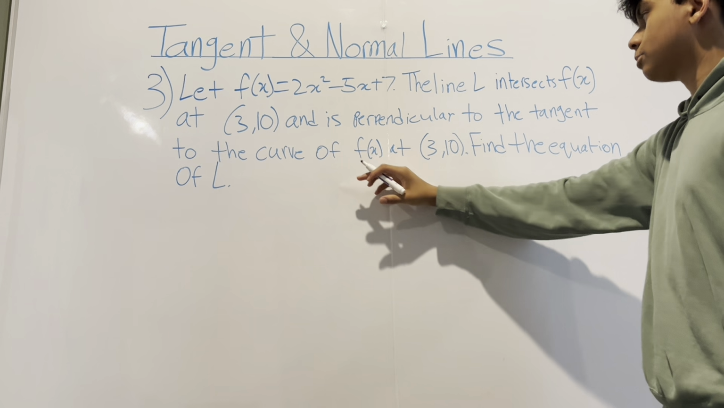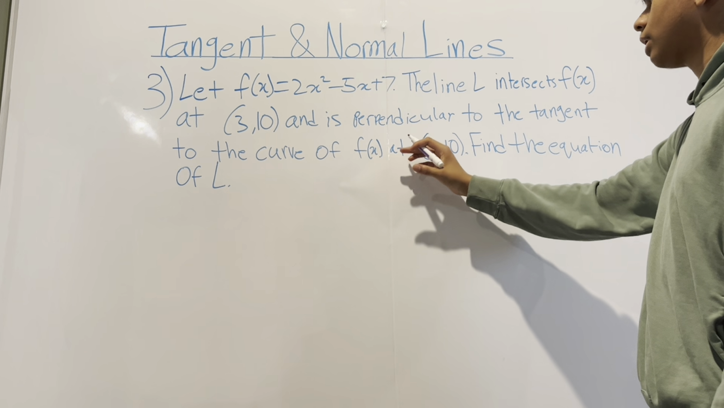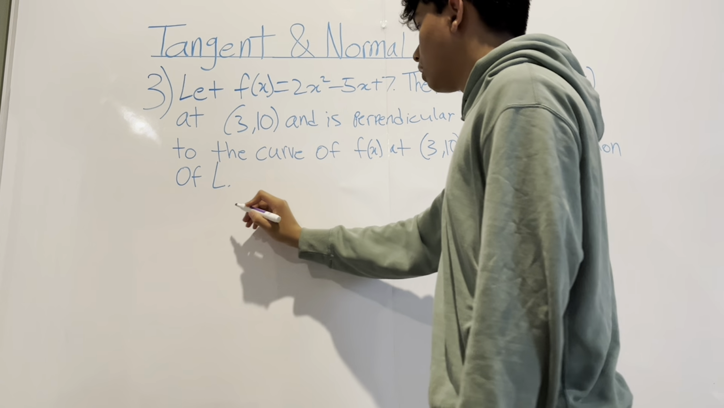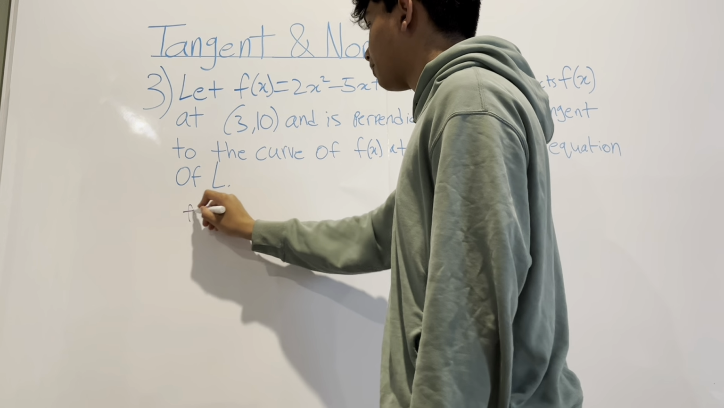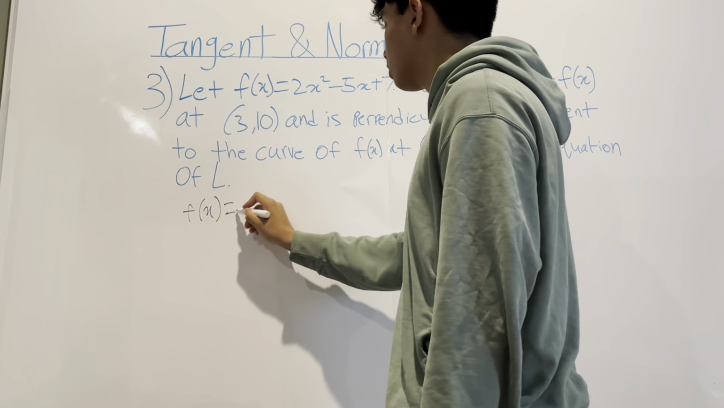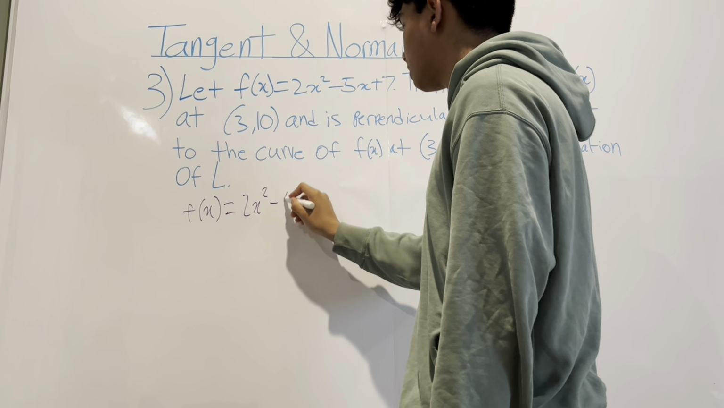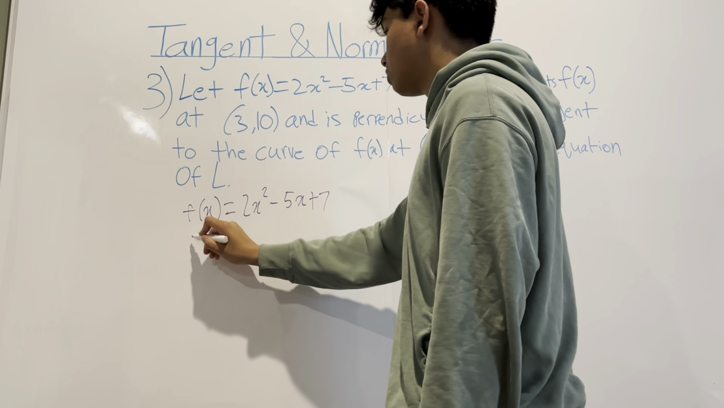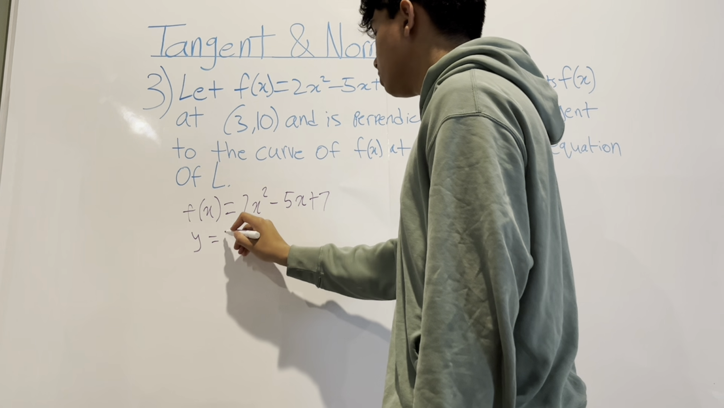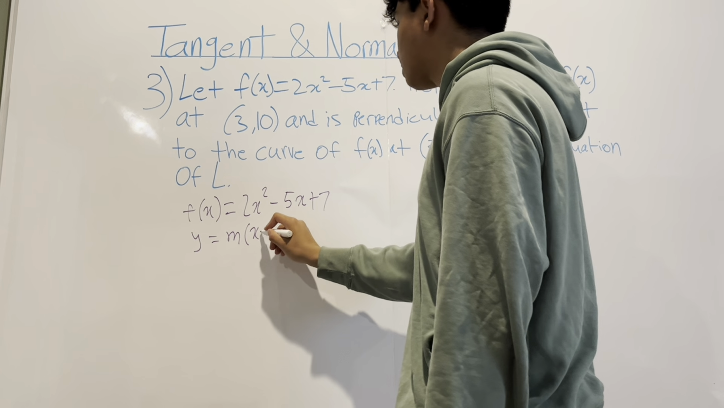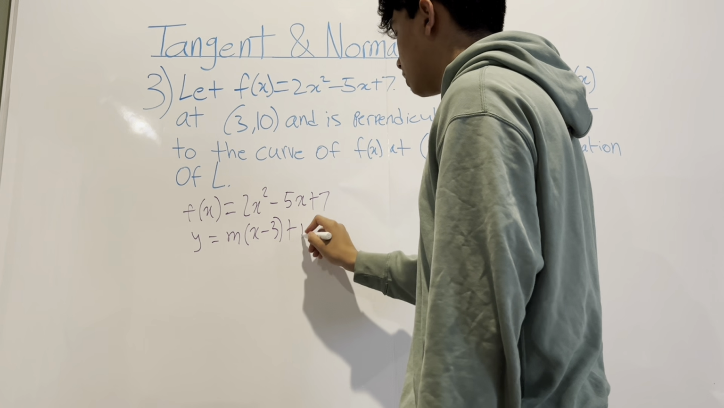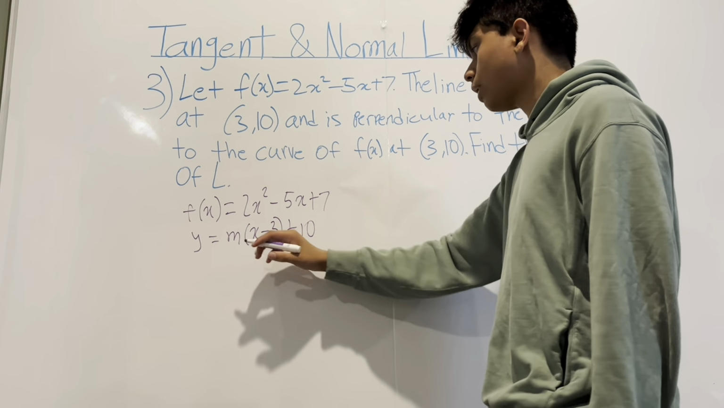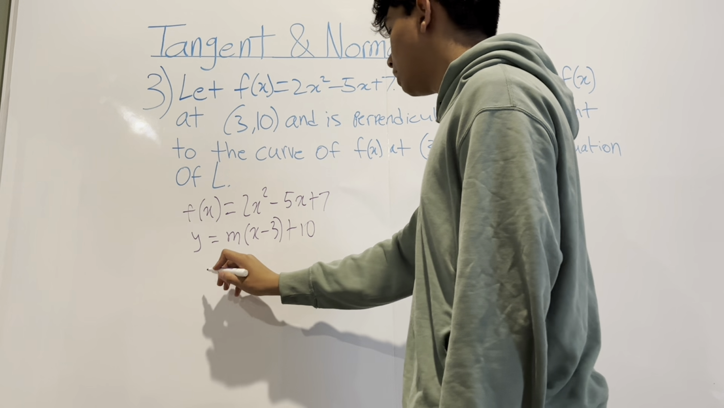The hard part about this problem is really just understanding what it's trying to say, and the actual solving part is really simple. So we have the function f of x equals 2x squared minus 5x plus 7 at (3, 10). So y equals m times x minus 3 plus 10. So we need to find negative 1 over m. So first let's find m. To do that, we need to find the derivative.